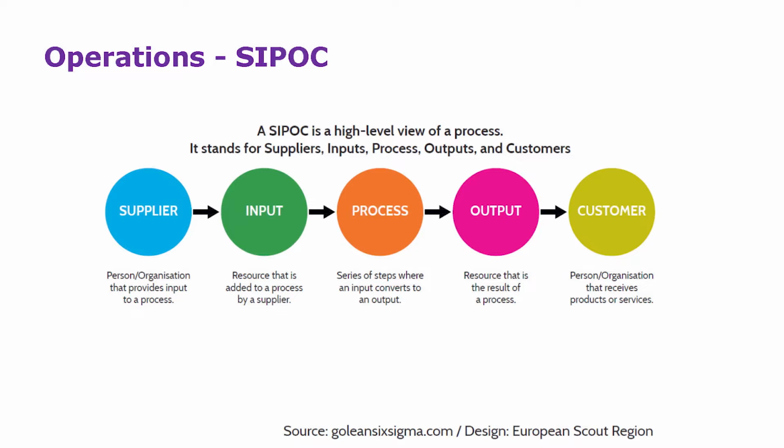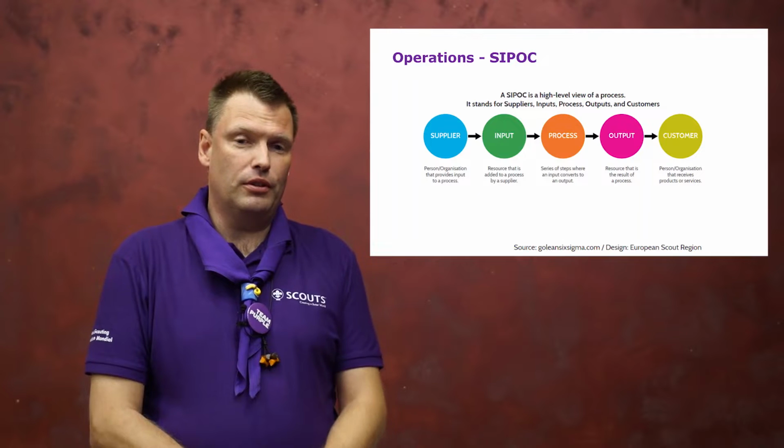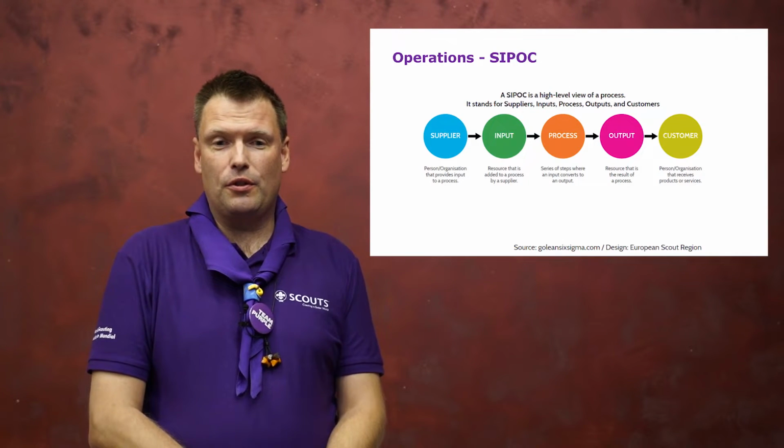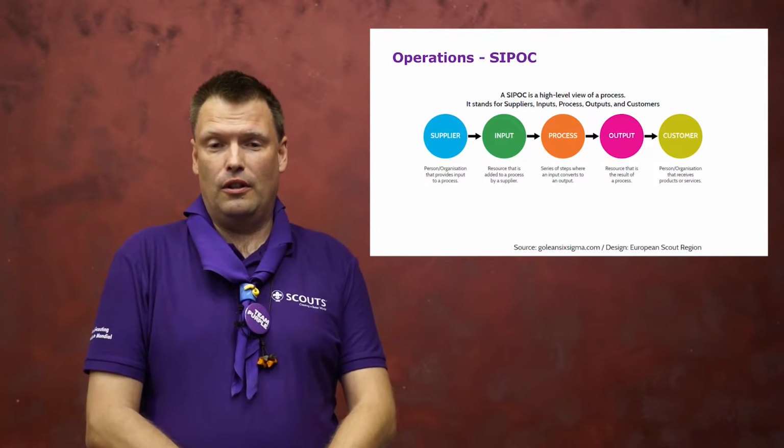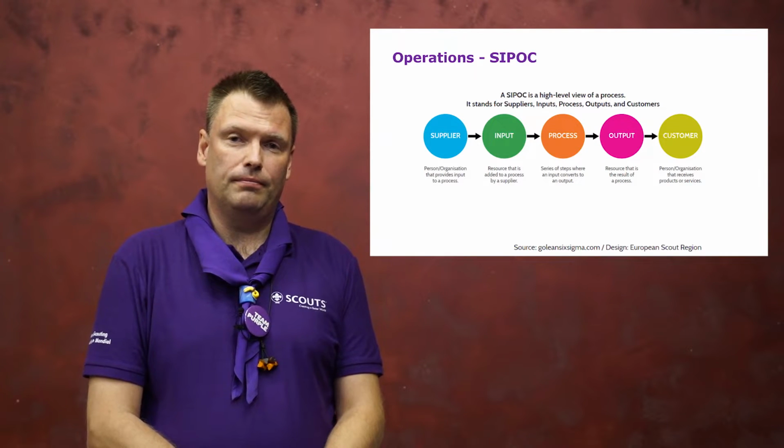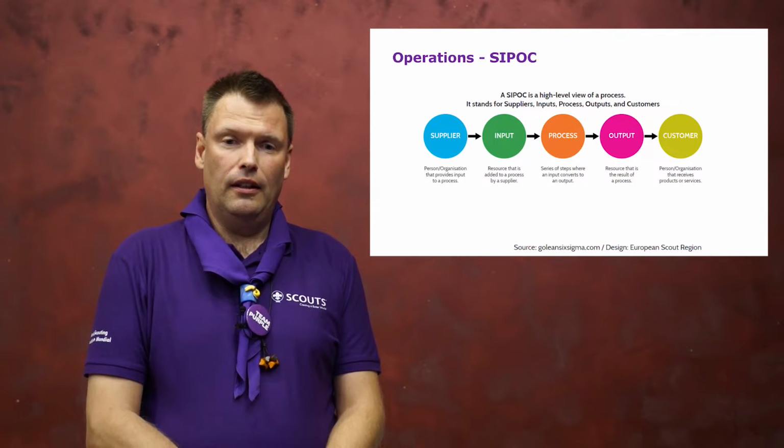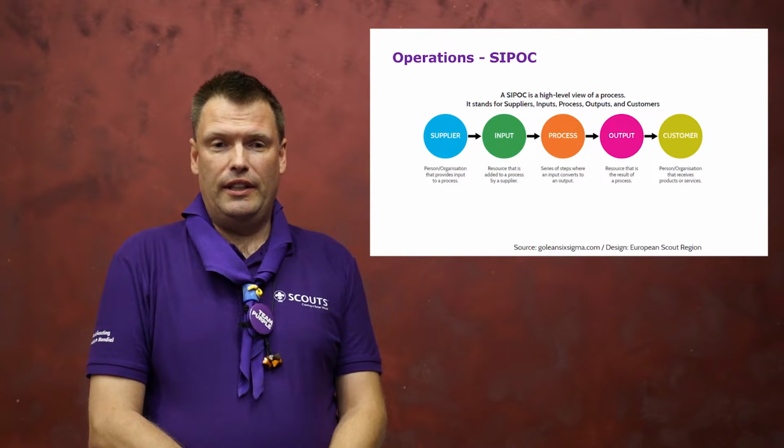There are many processes you can look at, like the recruitment of a new chief commissioner. The suppliers are all the people already in the association. What is the input? The resume. Then we have the process of selection, and then we have an output, the election, and we see if the association and the new CEO or chief commissioner is happy. So this was the part of the identification.